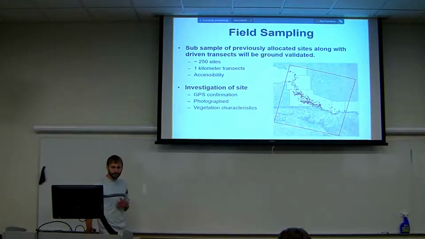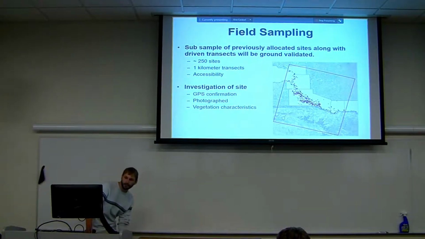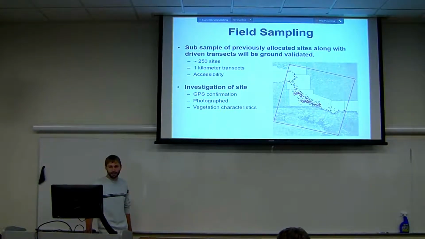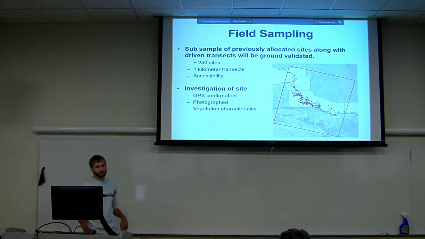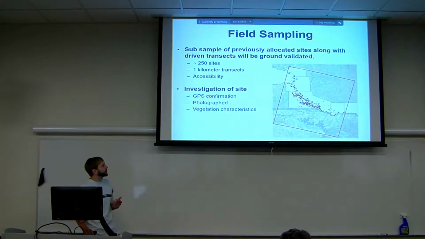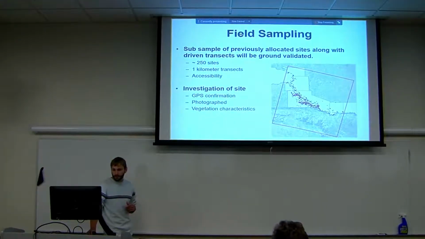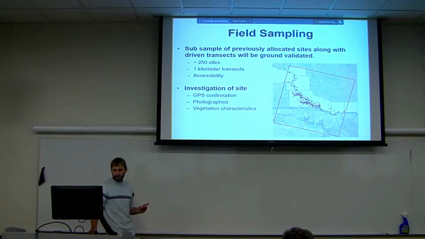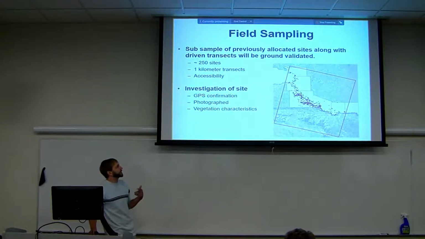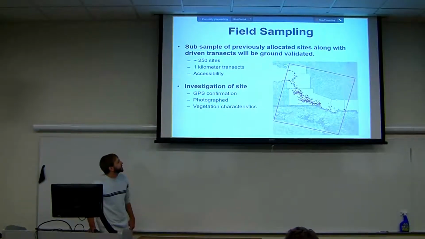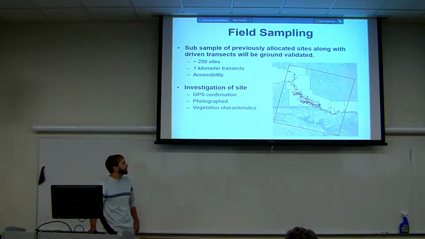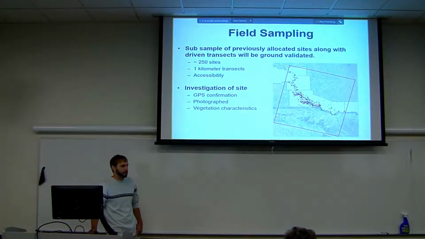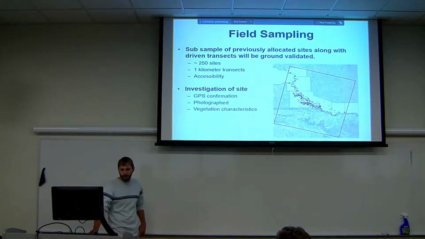This delineation will consist of obtaining vegetation and landscape types, as well as juniper presence and absence and overall densities. A secondary validation measure will take place, which will include a subsample of the previously allocated sites, along with driven transects, which are going to be ground validated. This will consist of approximately 250 sites, along with 1 kilometer driven transects. These areas will be focused in high concentrated juniper areas, as well as based upon accessibility. Investigation of the site will consist of GPS confirmation points, photographs, as well as recording of vegetation characteristics such as species composition and growth stages.